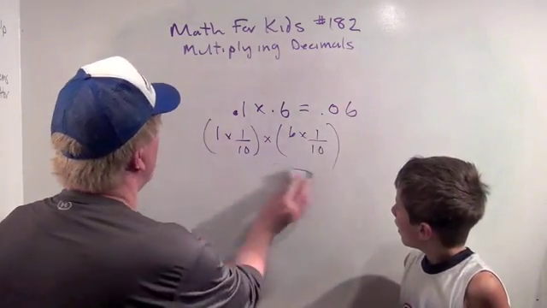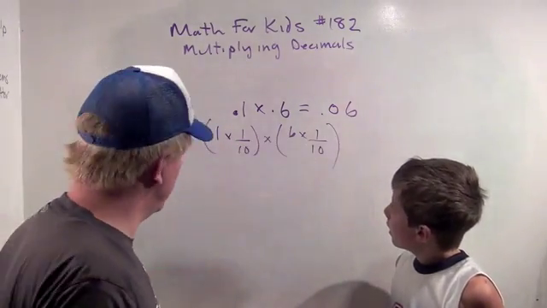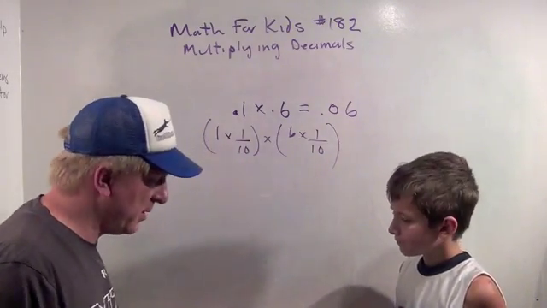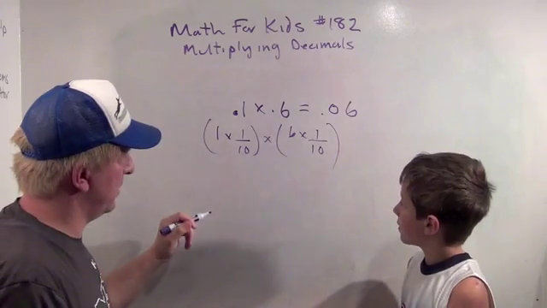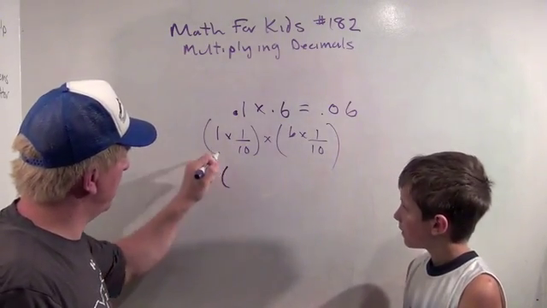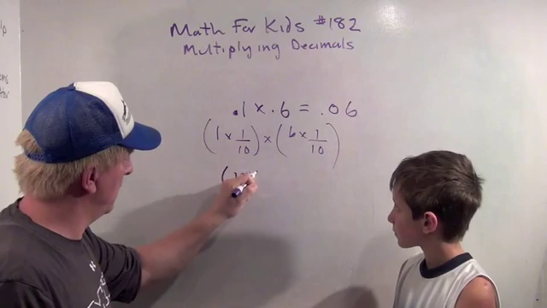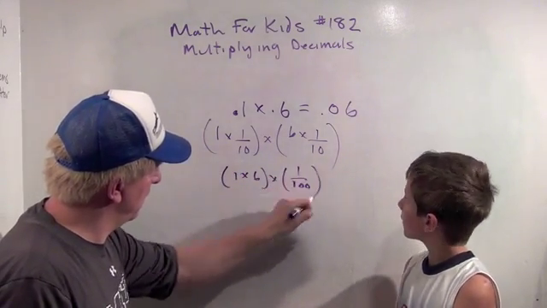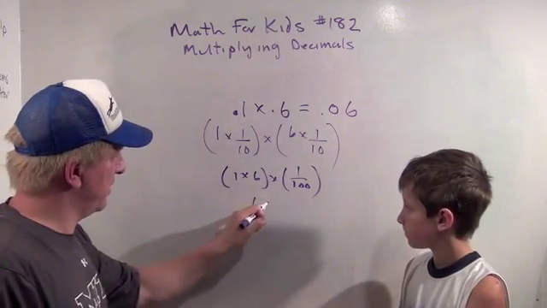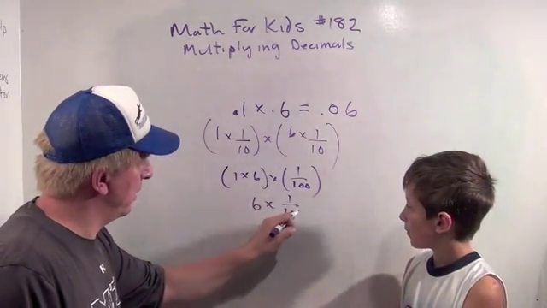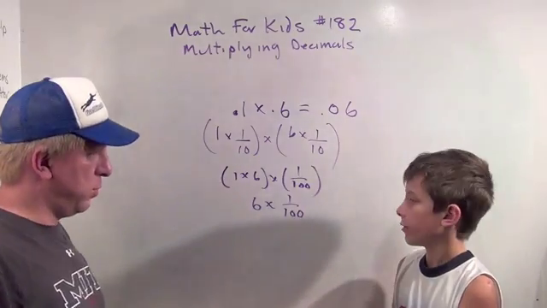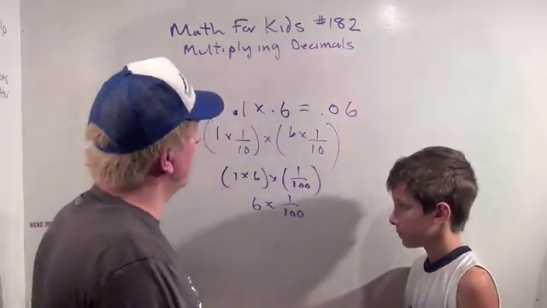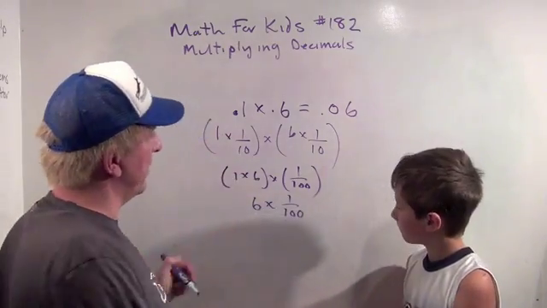Okay, so we have 1 times a 10th times 6 times a 10th, and we can multiply the 1/10ths together, and what do we get? A 10th times a 10th is a 100th. Okay, so we're left with 1 times 6 times 1/100th. 1 times 6 is just 6. So you get 6 times 1/100th, which in decimal is 0.06. Okay. So that helps us keep track of the decimals.